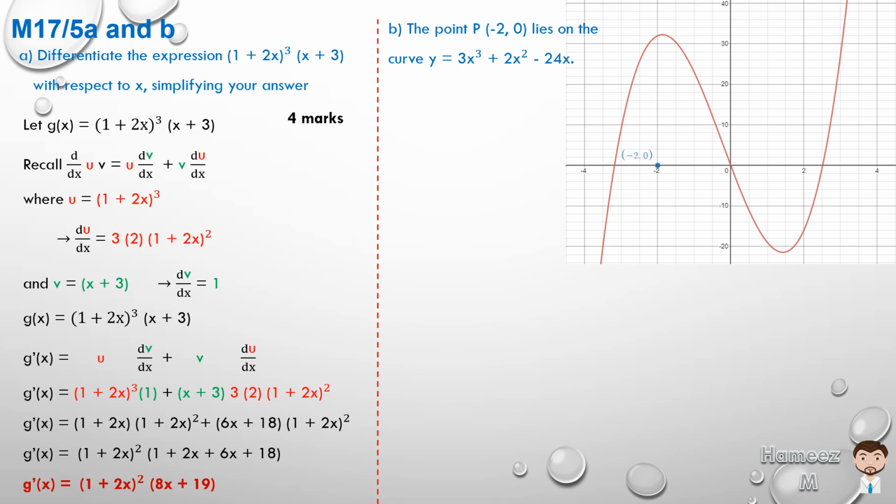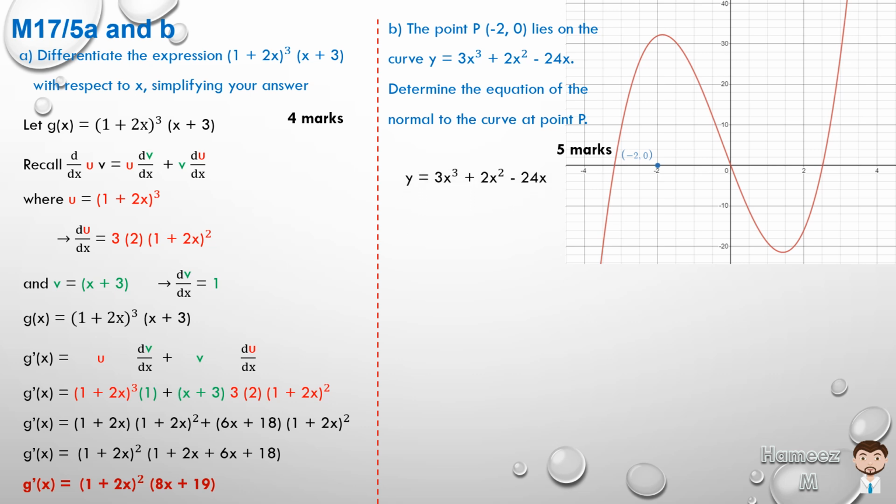So this shows that there's a problem with the question, because the question states that the point P lies on the curve, and clearly we can see that it doesn't. But we'll continue solving it as is. So determine the equation of the normal to the curve at the point P. So let's theoretically solve it.